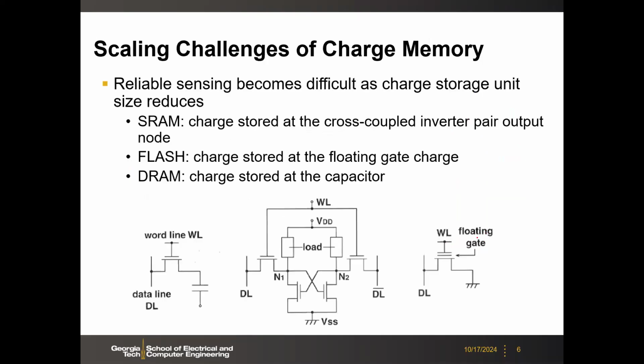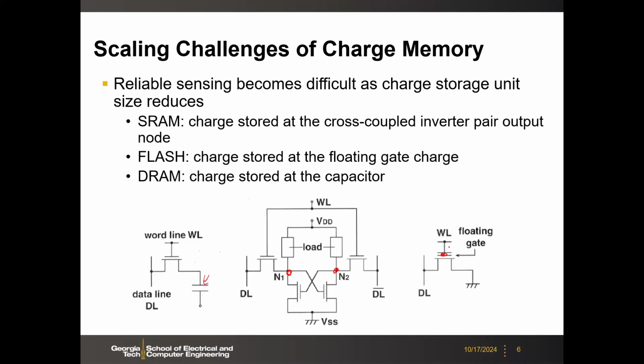Okay, so then let's talk about the challenges for the charge-based memory, which we just reviewed. SRAM, flash, DRAM, the charges are stored either here or in the gate stack. So as we scale down the technology node, the size or the area of those storage nodes shrink, so the number of electrons reduces. That's why we have this few electron problem in the flash we just discussed.